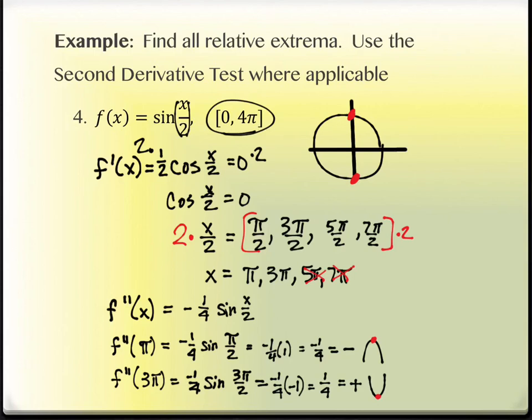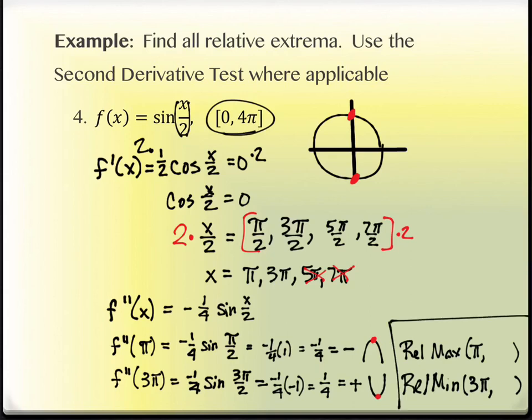Right? So I have a relative max at pi something, and I have a relative min at 3 pi and something. So how do I find something? That is the somethings I referenced. How do I find it?